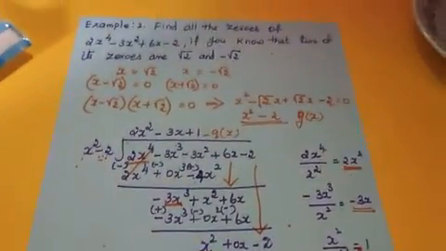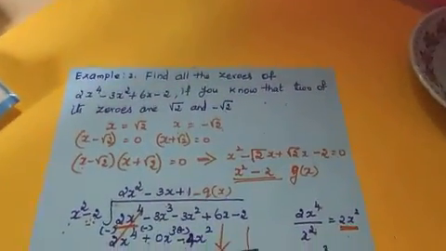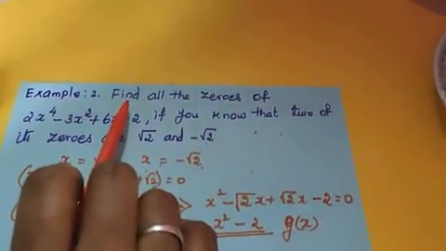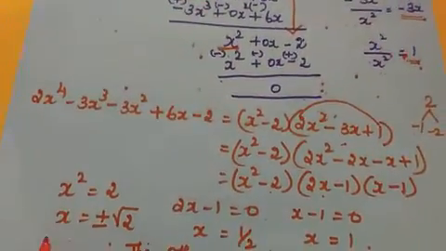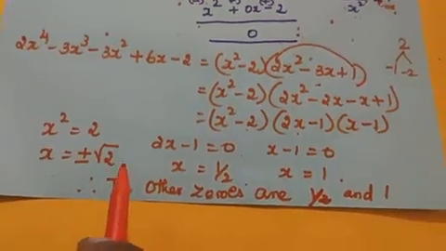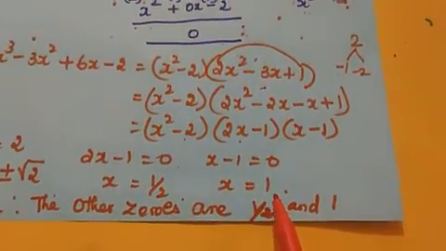So as per the question we found all 4 zeros. Right? In the question it is asked, find all the zeros of this polynomial. Now all the zeros are plus root 2, minus root 2, 1 by 2 and 1.